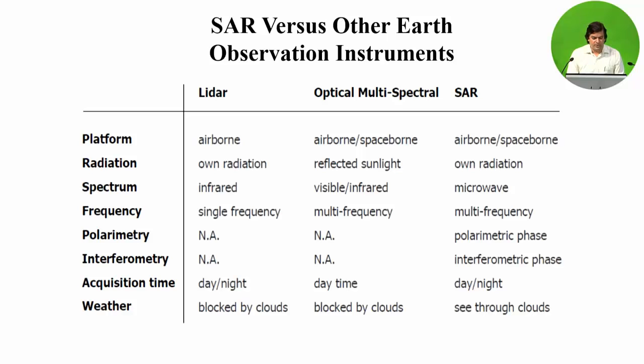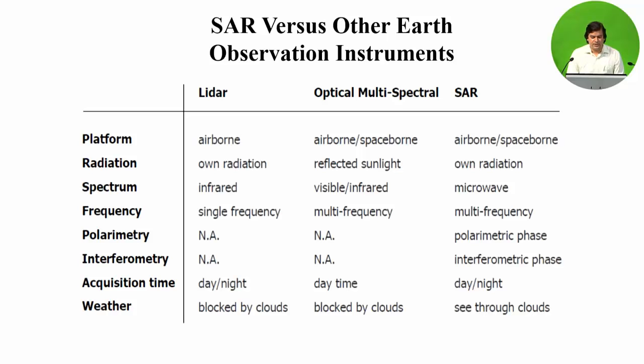When we are talking about radiation, the source of radiation provides the capability for the sensor to work as an active sensor. Since LIDAR sensors are capable of generating their own energy, LIDAR sensors come under the category of active sensors. When the sensor is an active sensor, it can work in day and night, in both time periods.